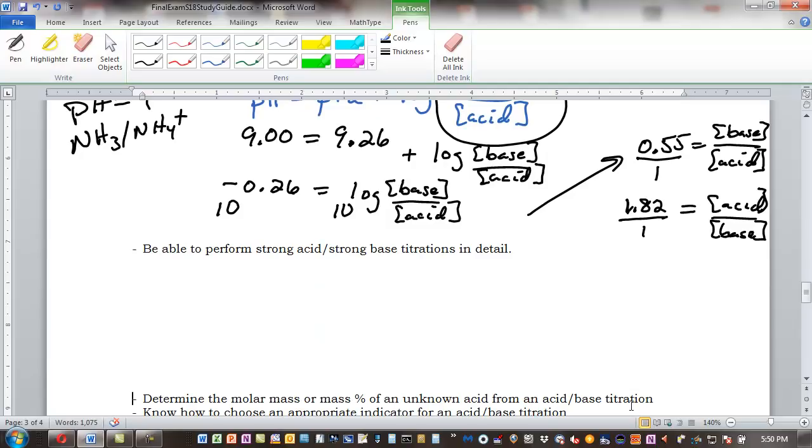All right, strong acid, strong base titrations in detail. So a typical problem would just have you calculate the pH at the start, which I think most of you can do. You're just going to have strong acid or strong base, depending on how you do the titration. So let's calculate the pH somewhere else in the titration.